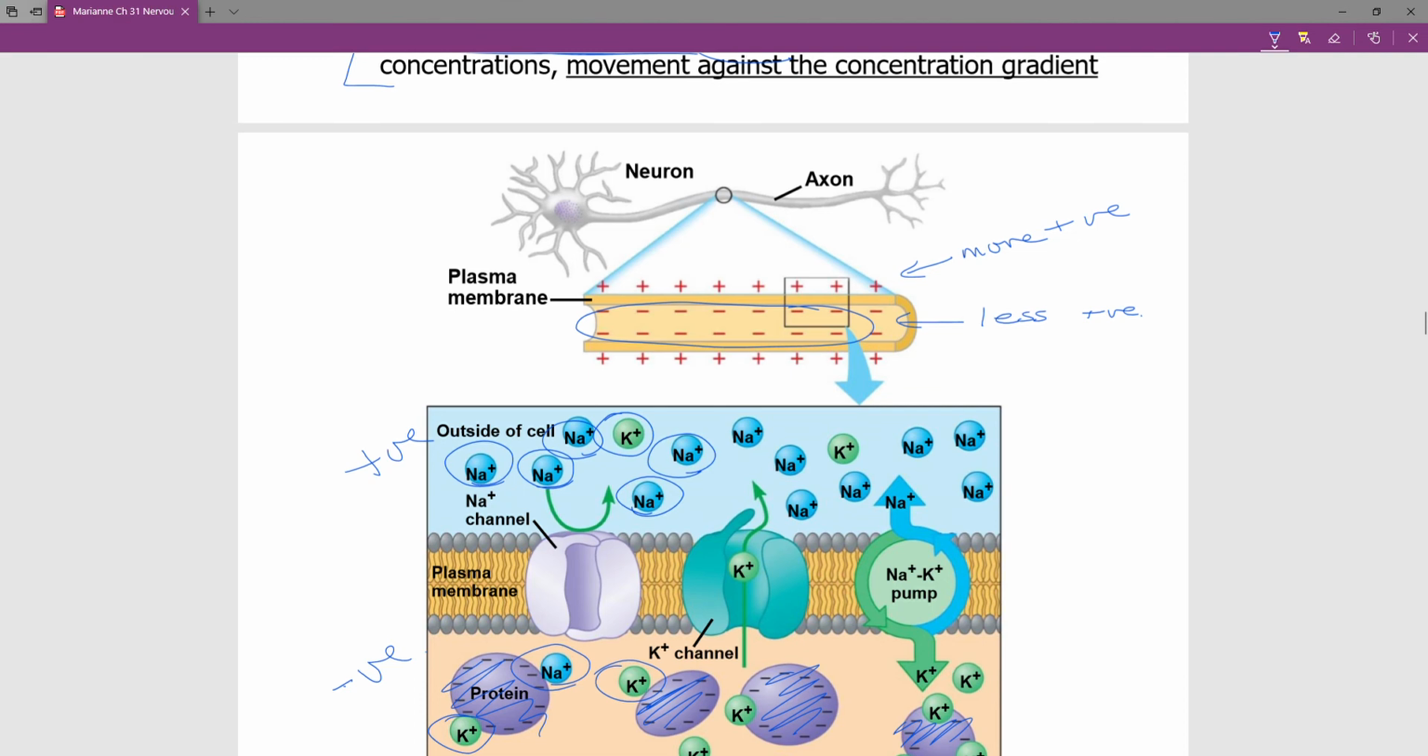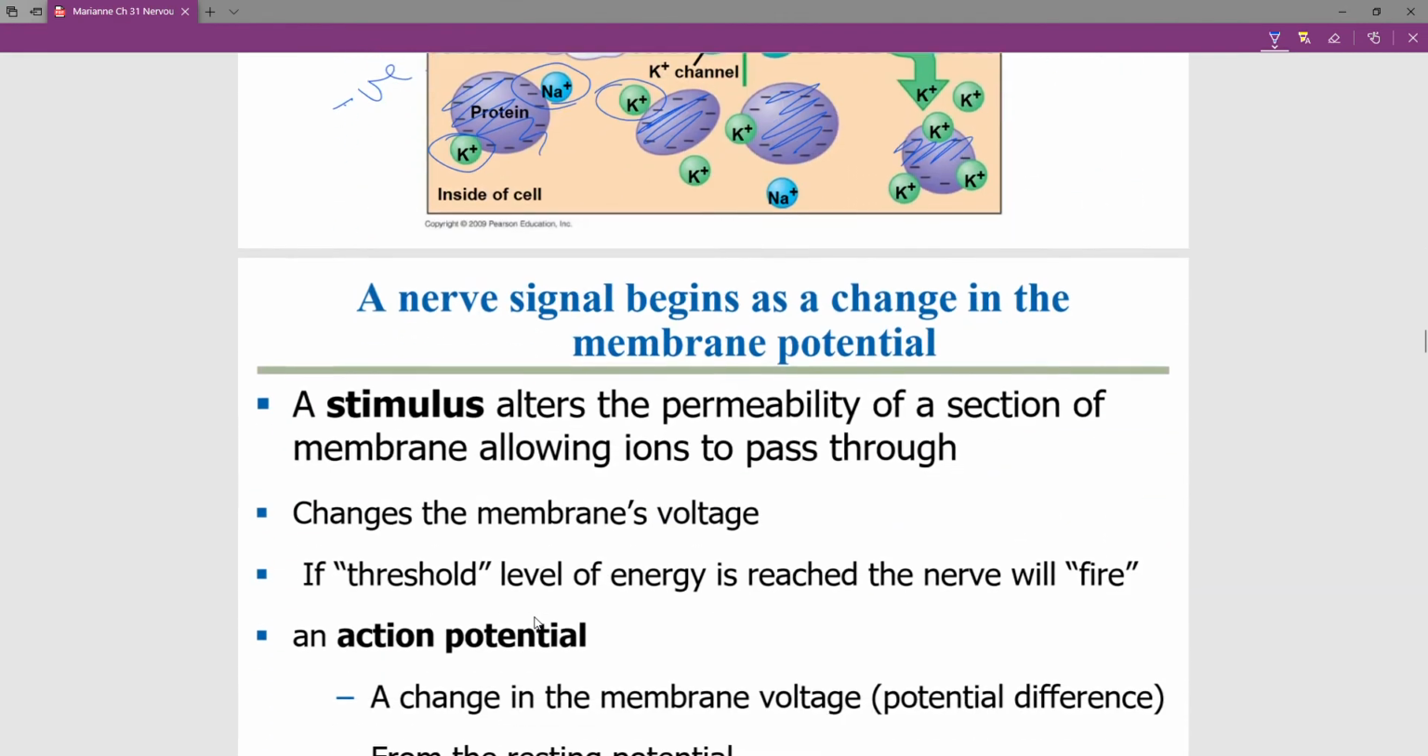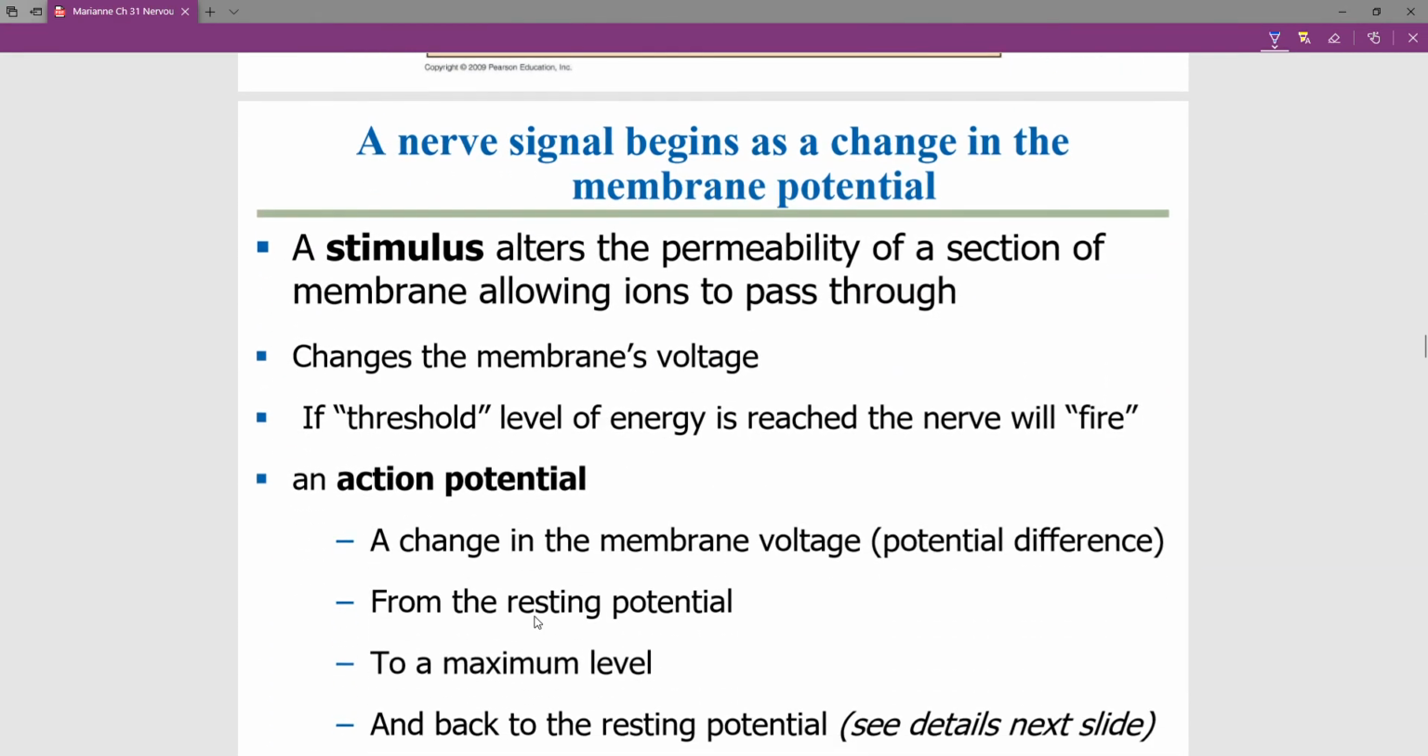The last part of this image is that sodium potassium pump. It uses ATP to maintain those concentration gradients because that's how a resting cell is set up, outside and inside the neuron. Okay, so now that we understand the resting potential a little bit differently, we could then talk about, well, what happens when a nerve is stimulated?